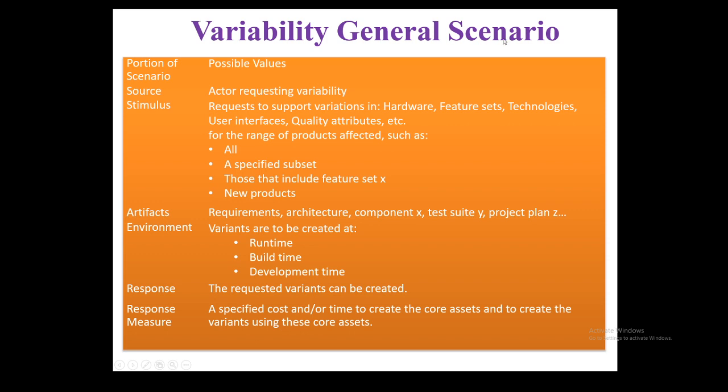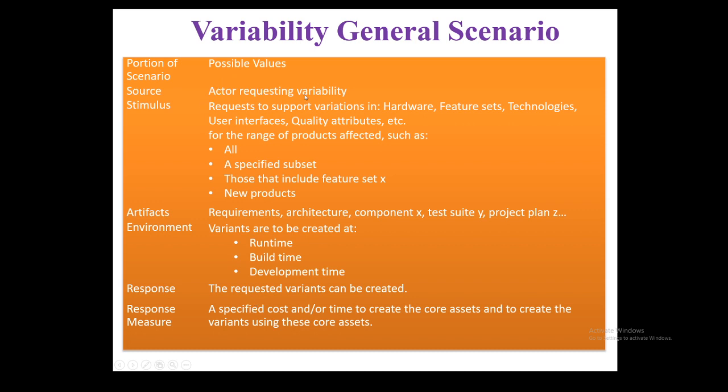Variability general scenario. So what is this variability general scenario? Generally, if you are going to take up a particular software, it should have all these things that we have studied in the second unit itself, right? What is the source, what is the stimulus, what are the artifacts, what is the environment it has to meet, and the response and the response measure. All these things we studied in the second unit when we were studying the architecture requirements.